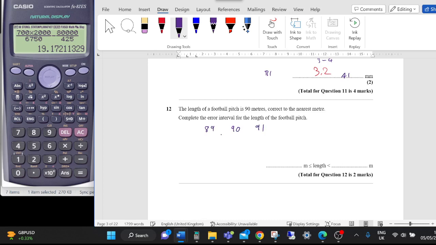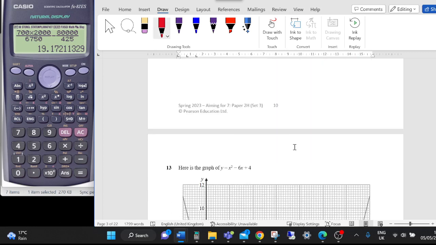So the smallest value that would be rounded to 90 instead of 89 is going to be 89.5. And the largest value that would be rounded to 90 instead of 91 would be 90.5. So that reads, the length has to be greater than or equal to 89.5, but less than 90.5. And whenever there's an error interval question, that's pretty much how it goes. And it's quite nicely marked. It's B1 for each. So if you think you're aiming for a mark a minute, that's a fairly quick kind of gain on time.